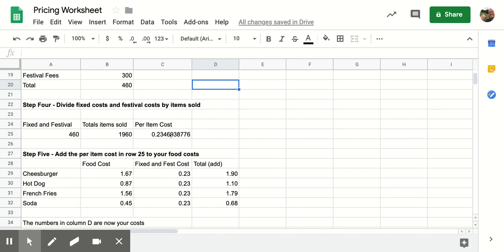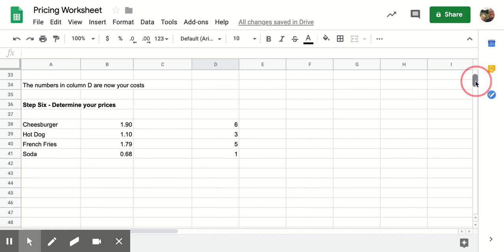Okay. Now, what we're going to do here in step 5 is we're going to add 23 cents to our original cost. So these are the costs that we added up before. So in other words, a cheeseburger is the roll, the patty, the ketchup, and all the other toppings. And let's say we got $1.67. So we're going to just add 23 cents to that. So now our costs are $1.90. Okay, same thing here.